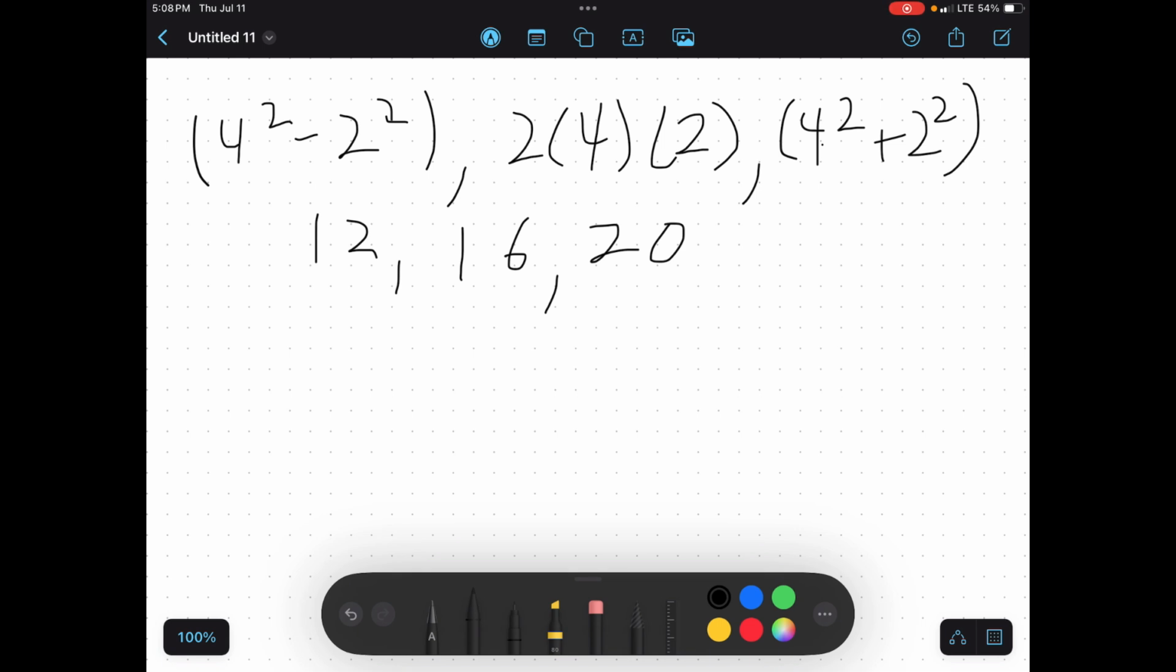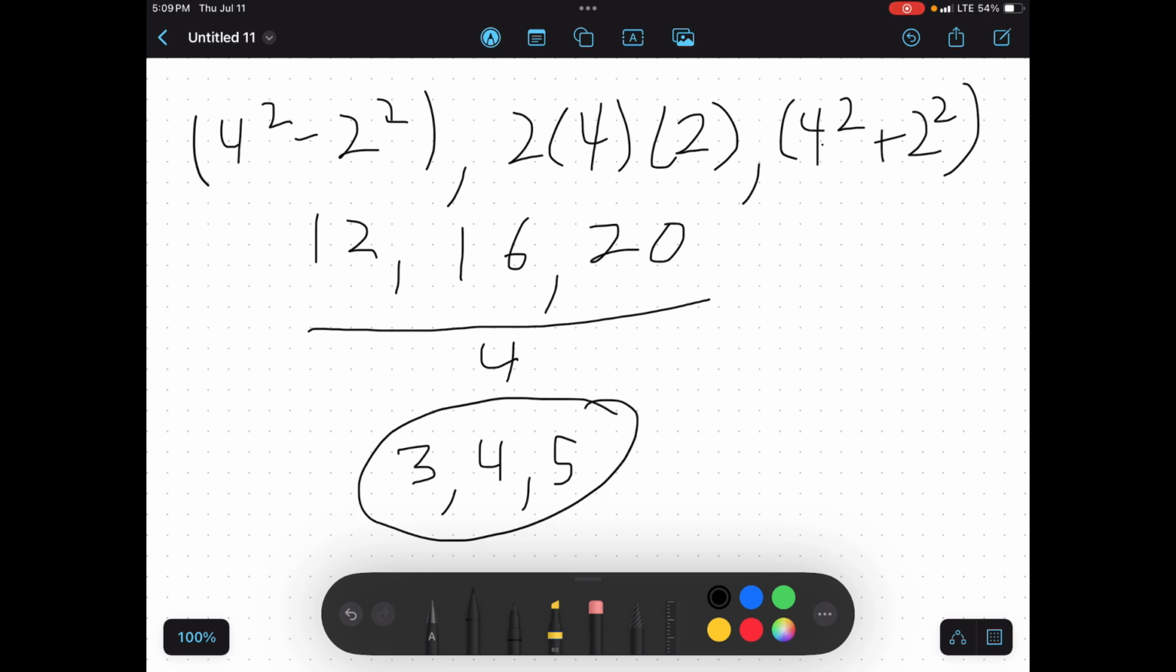So of course, those work out. I apologize for not showing, but I wanted to leave room to show what happens if we just divide all of these values by 4. 12 divided by 4 is 3, 16 divided by 4 is 4, and 20 divided by 4 is 5. 3, 4, 5 is a primitive Pythagorean triple, whereas 12, 16, 20 is just a multiple of this primitive 3, 4, 5. How do you get 3, 4, 5?